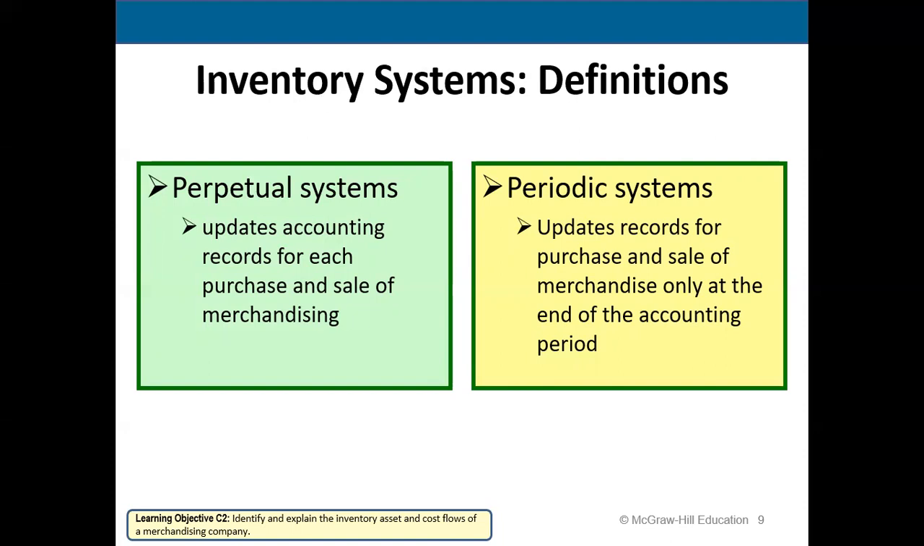So just recognize there's these two ways, but as point of sale systems become cheaper, more affordable for small businesses, we're moving to a society and to a business structure where many, many businesses now use perpetual inventory systems.